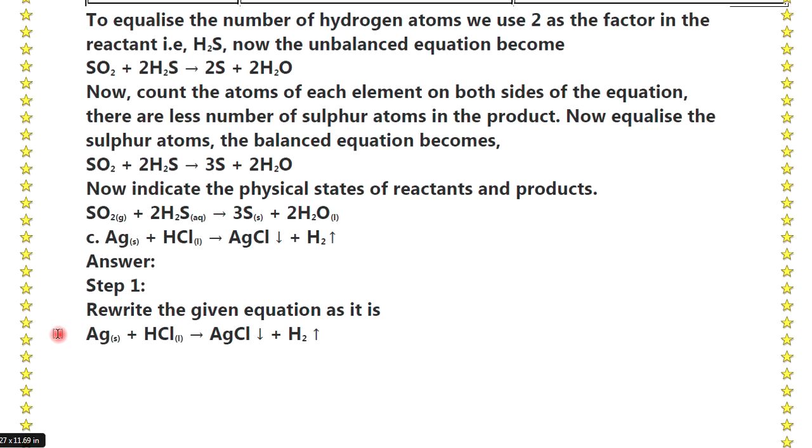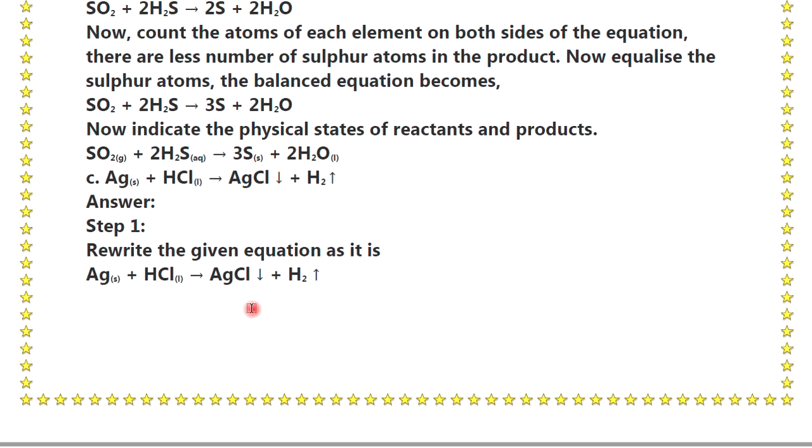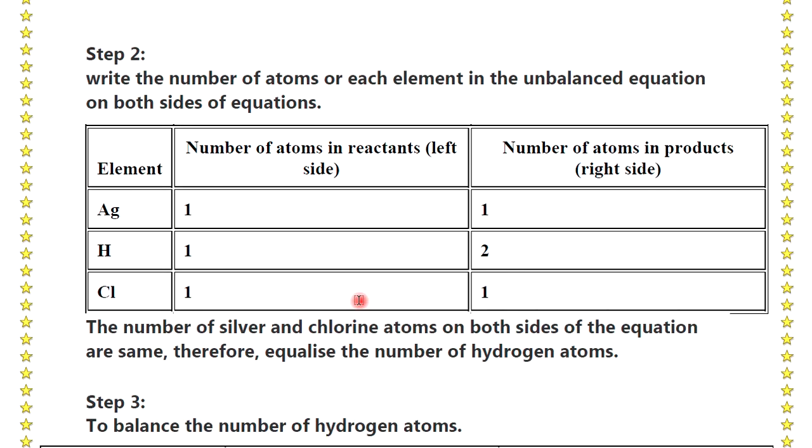C. Ag, that is silver, plus HCl gives rise to AgCl precipitated plus H2. Answer: Step 1, rewrite the given equation as it is. Ag plus HCl gives rise to AgCl plus H2. Step 2.